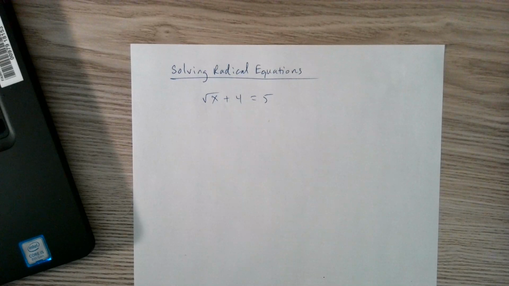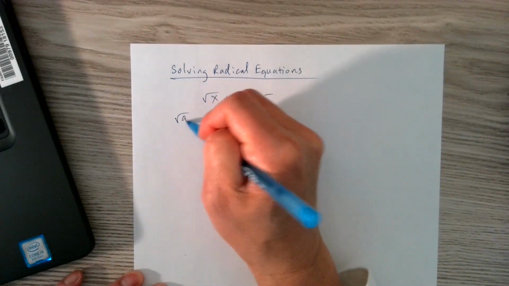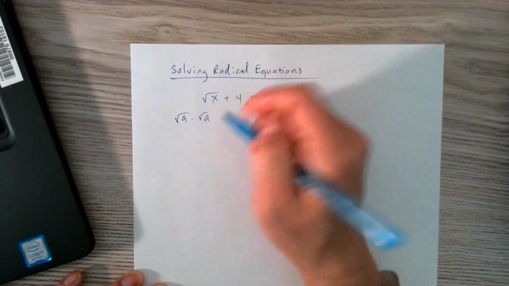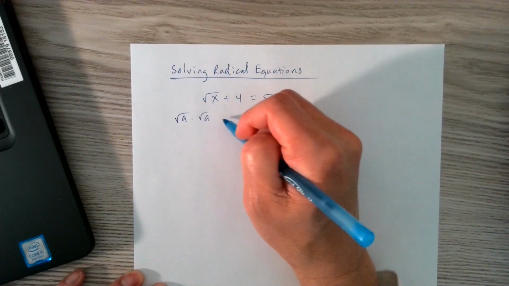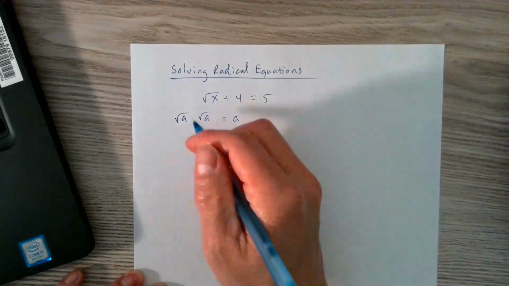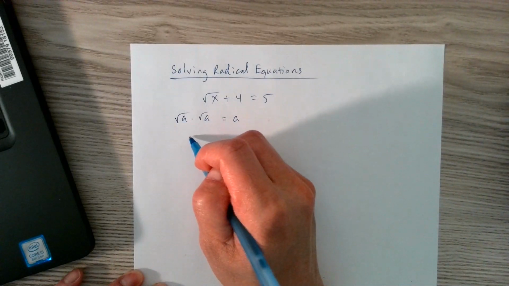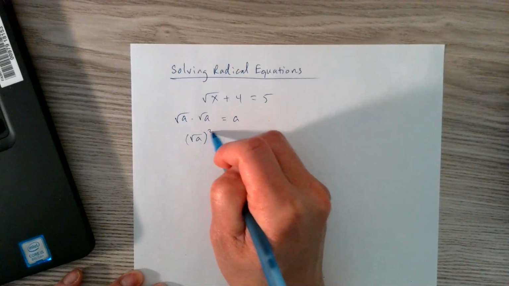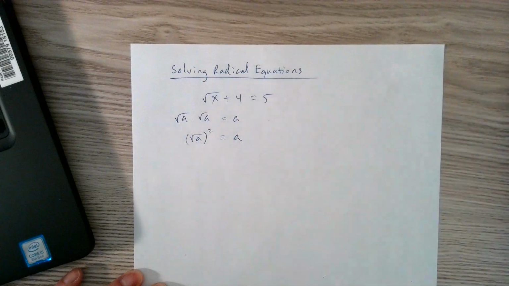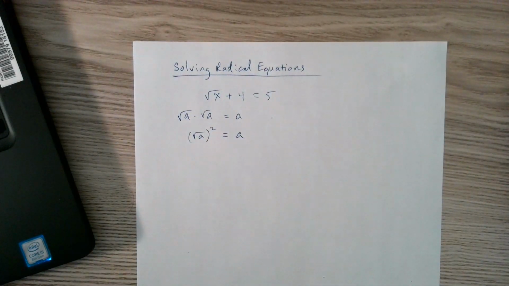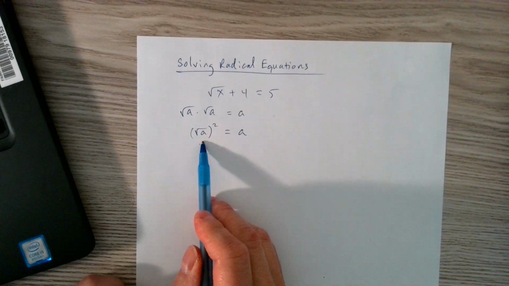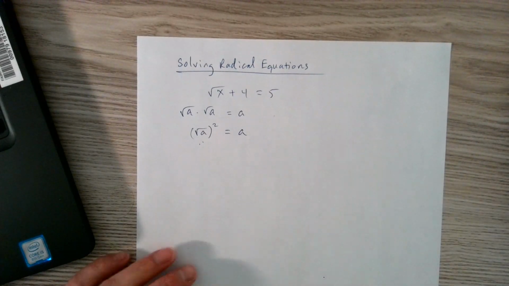So don't forget this foundational fact that we've been using this entire unit, which is rad of something times rad of the same thing equals that thing. And I'm going to rewrite it like this. I haven't written it like that in the past, but I'm writing it like this for a reason, and you'll see that in a second.